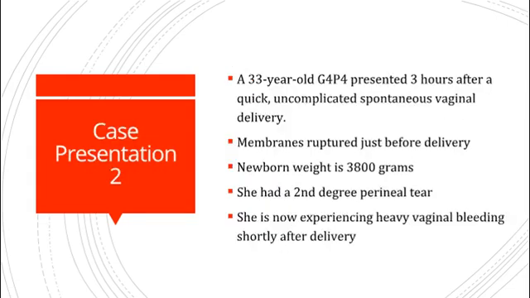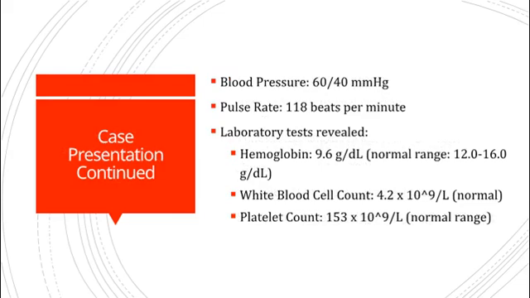A 33-year-old gravida 4 para 4 presented to the emergency department 3 hours after a quick, uncomplicated, spontaneous vaginal delivery. Membranes had ruptured just before delivery. She had a second-degree tear and delivered a healthy baby weighing 3,800 grams. However, she began experiencing heavy vaginal bleeding shortly after delivery. On examination, her blood pressure is 60/40, her heart rate is 118 beats per minute. Laboratory tests revealed she is anemic but with a normal white blood cell count and normal platelets. How do you manage this patient?